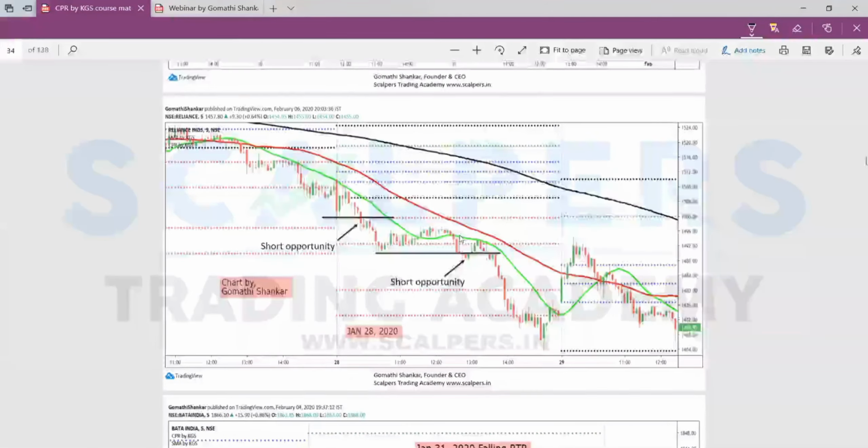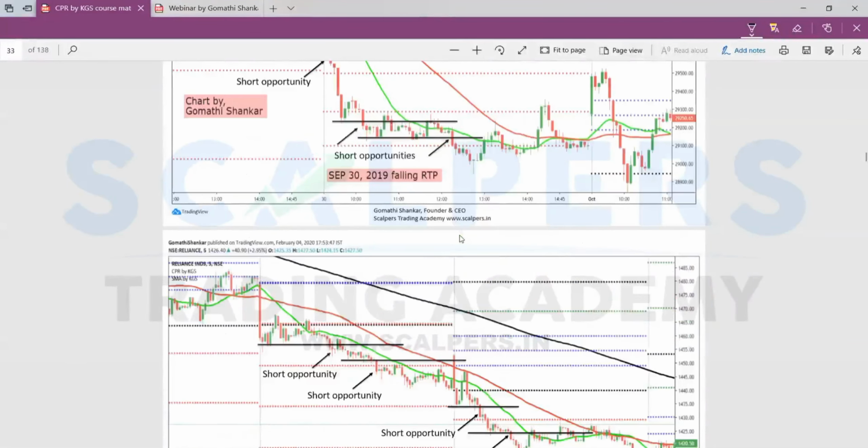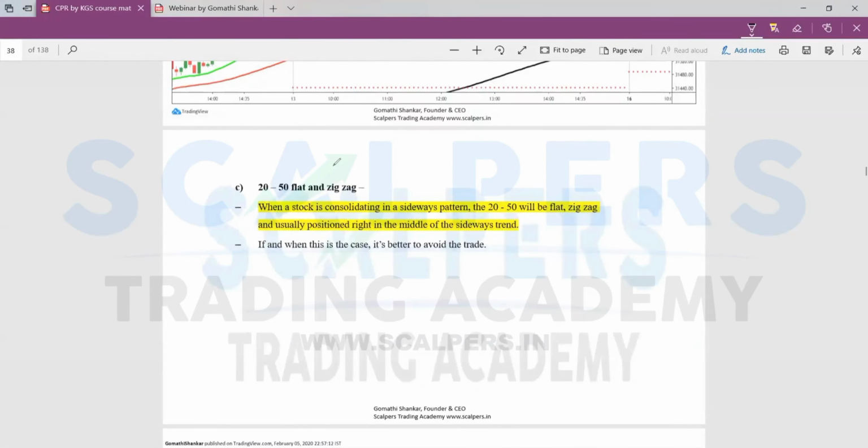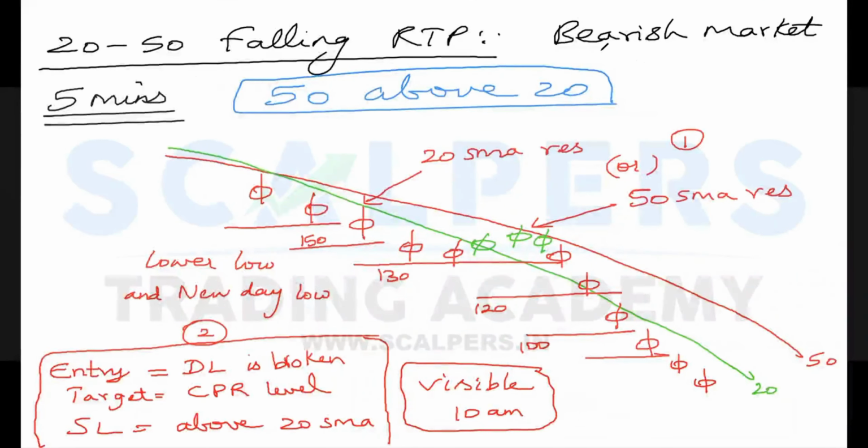So next we will see about the sideways market. Remember, there are three types of market. In a bullish market, we will get a rising RTP. In a bearish market, we will get a falling RTP. In a sideways market, we will get a flat and zigzag moving average. I will draw and show you for better understanding. For a bearish market, we get a falling RTP, and for a bullish market, a rising RTP.